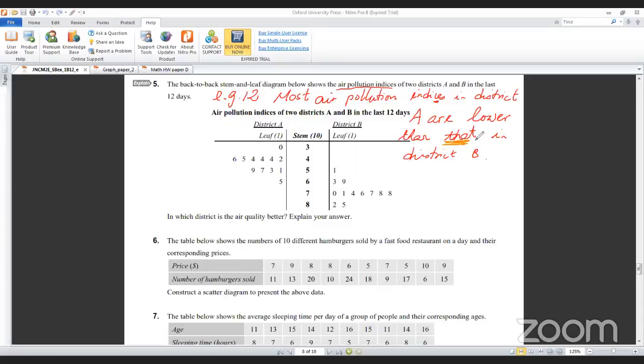Of course, you can write in a very full sentence, but it will make people think it is kind of clumsy. Most air pollution index in district A are lower than the air pollution index in district B. If you write in this way, it's just like repeating something, right? This part is repeating because we are already talking about air pollution index.